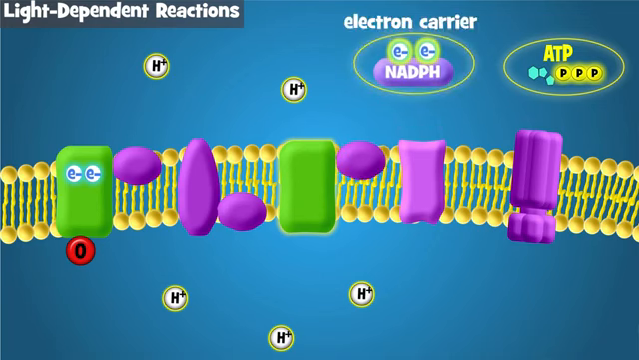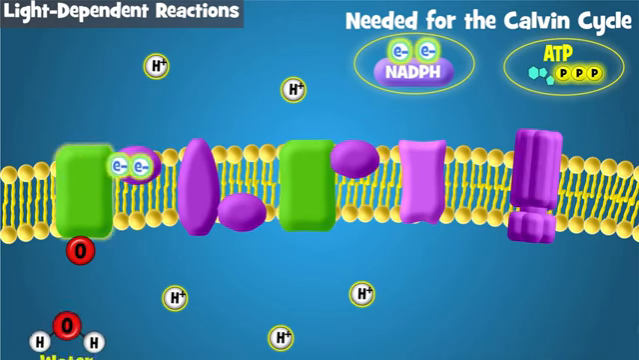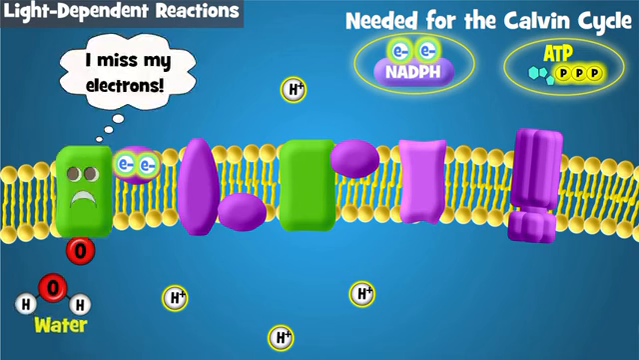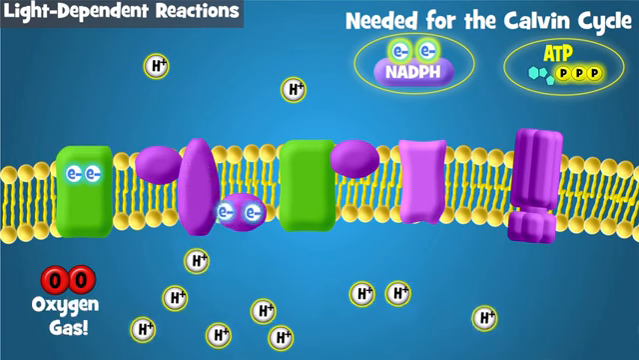NADPH is an electron carrier and is another key product of the light-dependent reactions. It carries electrons and hydrogens to the next set of reactions in photosynthesis, the Calvin cycle. Both ATP and NADPH are critical products of the light-dependent reactions that are needed to make sugar in the Calvin cycle, which we will examine in our next video.